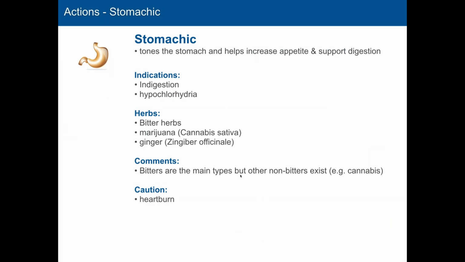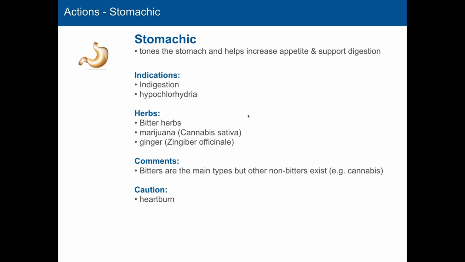Now, another term which is related to the bitters is a stomachic. A stomachic refers to something that aids and supports the function of the stomach. So a stomachic will stimulate digestive function, kind of help to increase appetite. And so it has a lot of the same indications. All those bitter herbs we talked about will have a stomachic action associated with it.